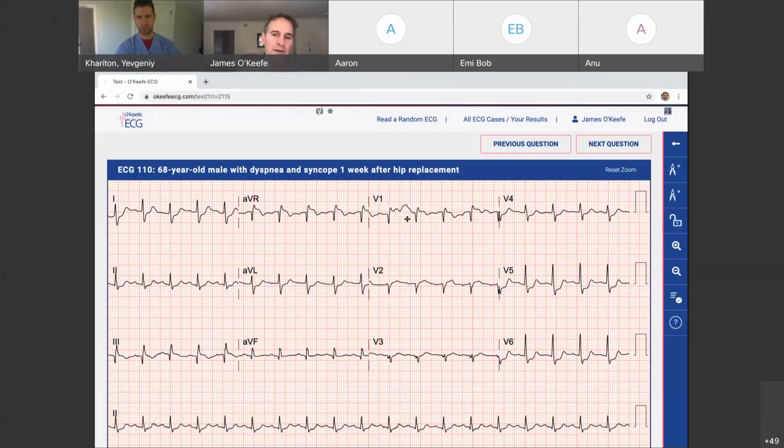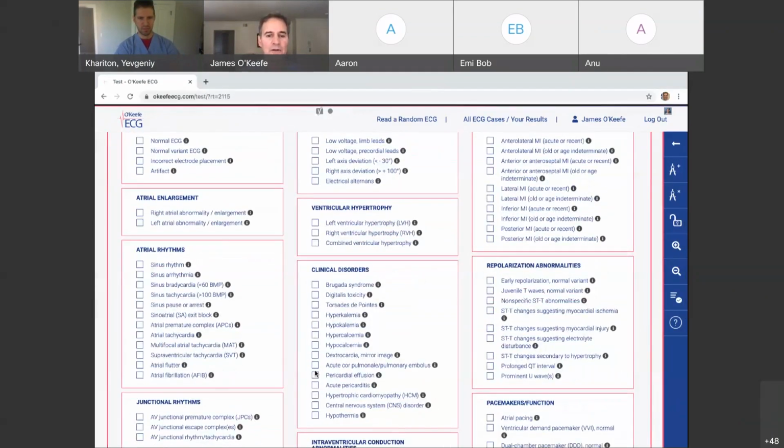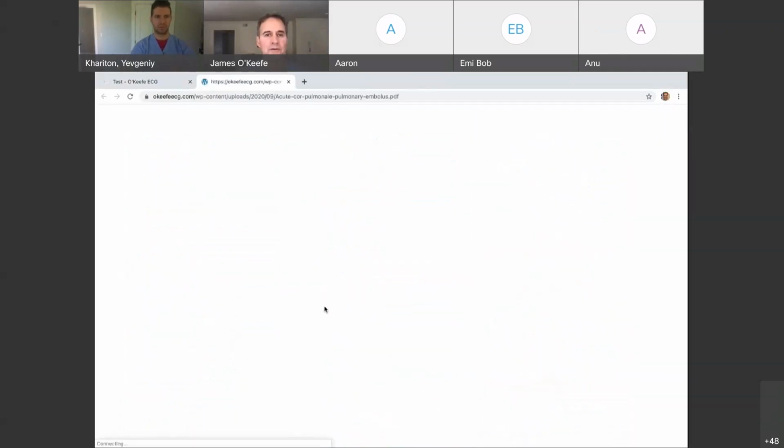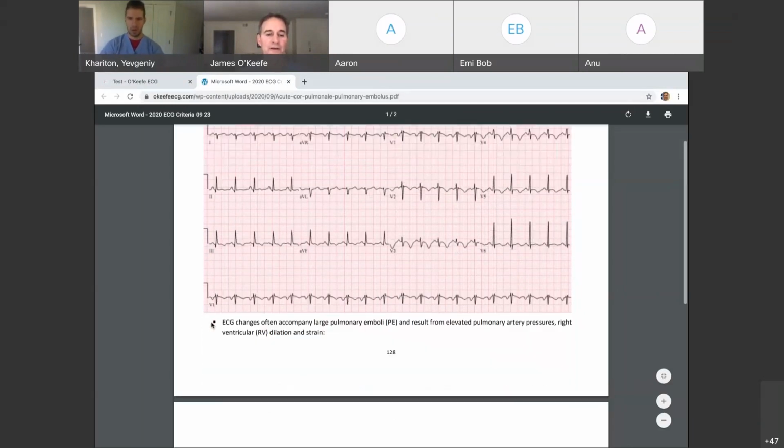There is an incomplete right bundle branch block here too. It doesn't quite meet the criteria. But there's an acute cor pulmonale. Here's another look at a tracing. This one has a little more right axis deviation, but still you got the S1, Q3, T3. Here you got really striking repolarization abnormalities associated with this big pulmonary embolism. And like I say, sinus tachycardia is the most common finding.